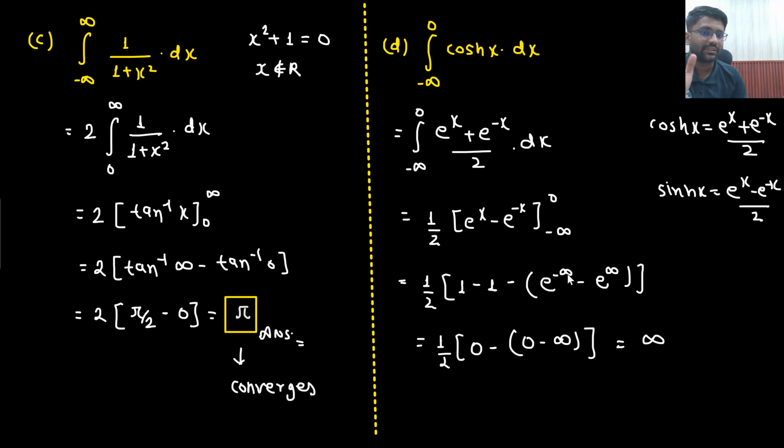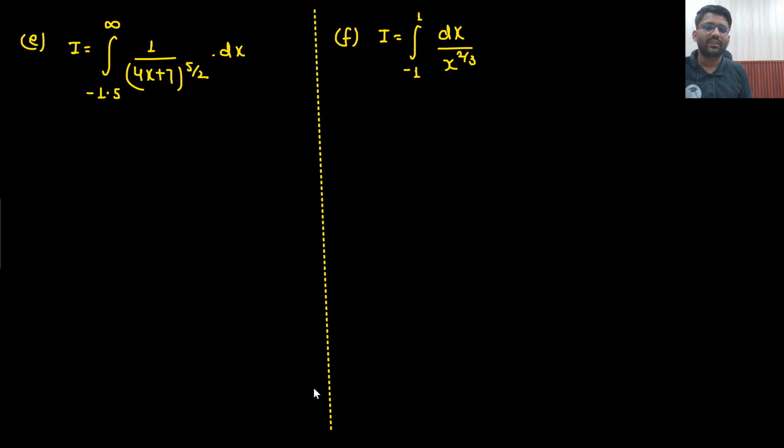No indeterminate form is there. E to the power minus infinity is 0. 1 minus 1 is 0. 0 minus 0 minus e to the power infinity, so this is infinity only. So the answer is coming out to be infinity. There is no indeterminate form. So what does that mean? It is diverging. So it will diverge. Understandable? Let's go to the next one.